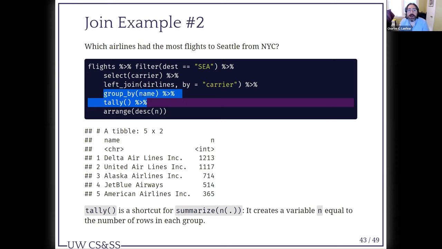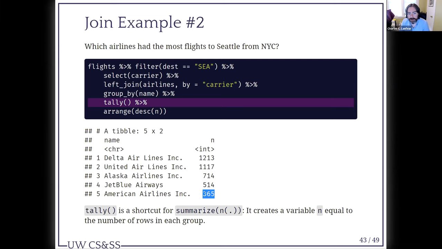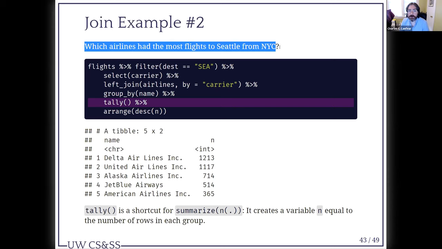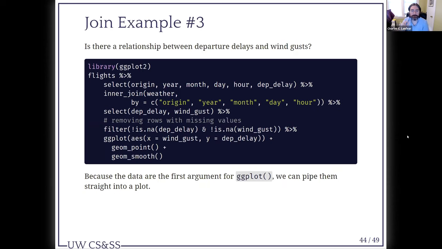What this is going to do is it's going to count the number of unique observations for each name that is each carrier in the data. Arrange again by descending n. We see there were 1,213 flights by Delta from New York to Seattle, over 1,000 for United, this many for Alaska, JetBlue, and American. Okay? So this is sort of a quick way to get this sort of answer. Who had the most flights to Seattle? The answer in 2013 was Delta. Okay, keep on churning. We're almost done.